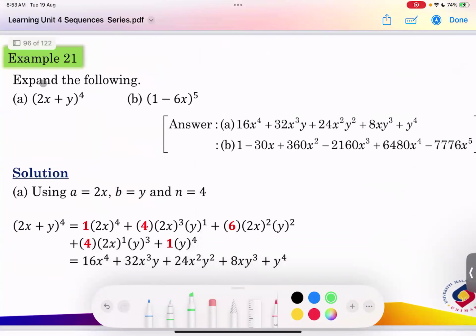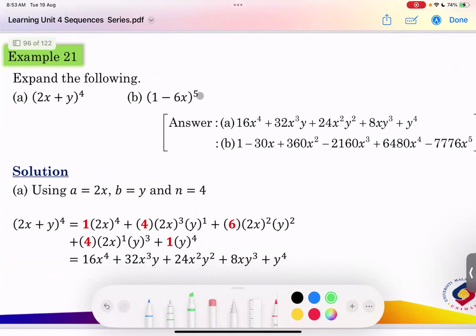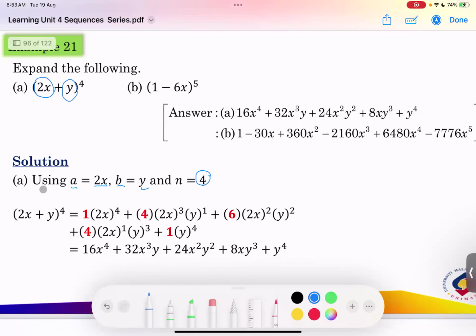You can see, expand (2x + y) to the power of 4 and (1 − 6x) to the power of 5. Let us identify what is the a value. The a value is this one, which is 2x. The b value is y. n is equal to 4. So now the pattern looks like this. This one is your 1, 4, 6, 4, 1.